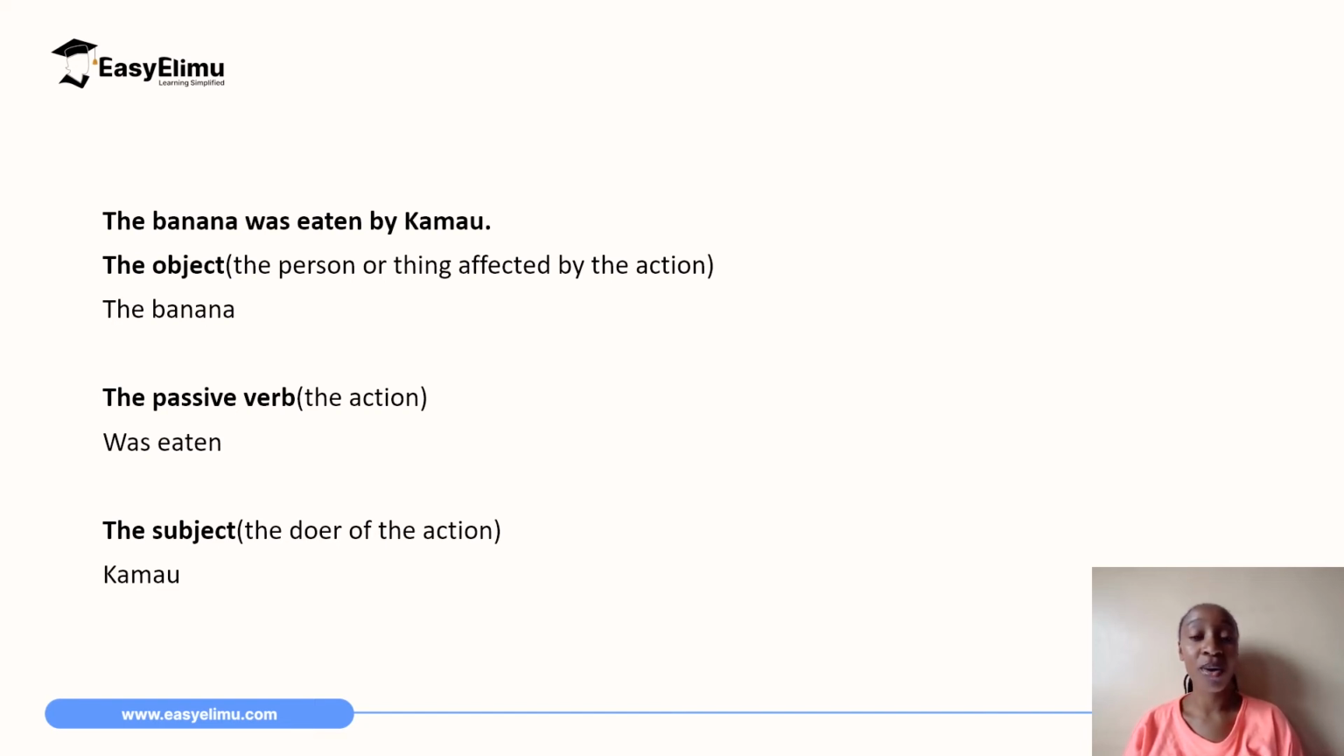So remember how we have identified the subject, the verb, and the object? That is exactly what you're going to do. So the object is what has been affected by the action. In this sentence, it is the banana. What is the action? Was eaten. And what is the subject? Kamau. Now, the banana was eaten by Kamau. You can see we have introduced our auxiliary was, and then we have still maintained the main verb, but in its past participle form, eaten. So let us have a look at a few more examples for further understanding.